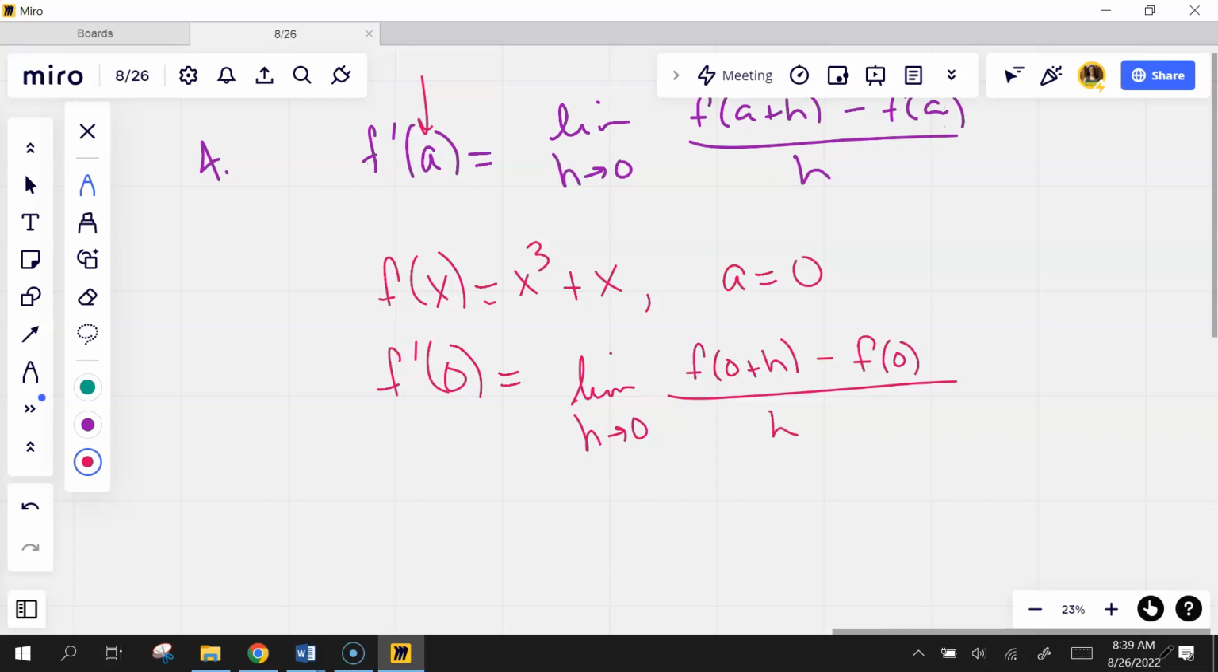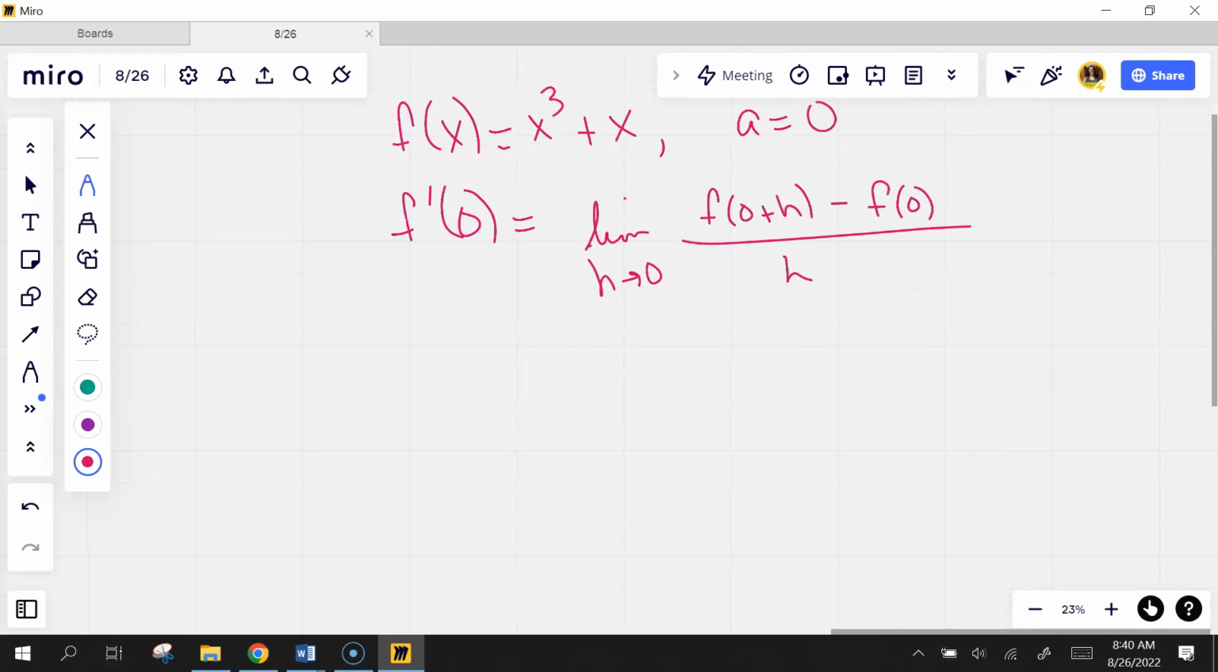And now it's a plug and chug into my formula. This is mostly going to be about interchanging this new notation. All right, let's see. We've got 0 plus h is just h. So I've got the limit. No, let me forget the limit. Y'all get in the habit of the correct notation as you go down. H cubed plus h minus, if I plug in 0, I just get 0. Y'all follow me there? So here's my equation.